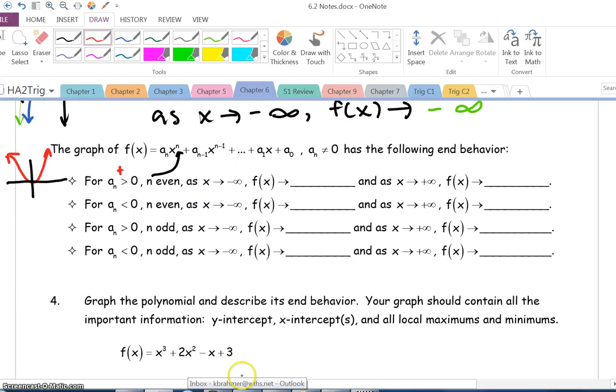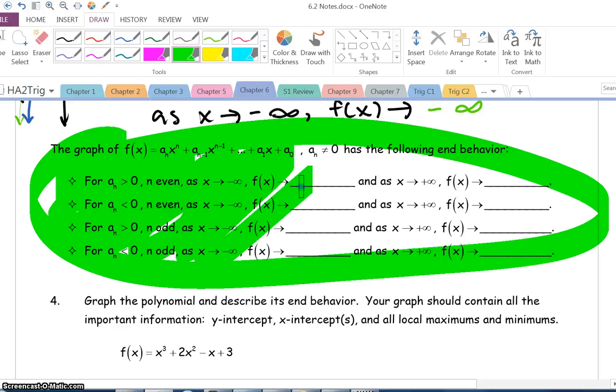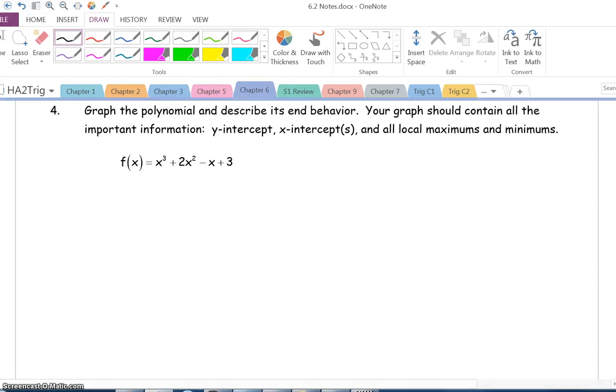Now, it turns out that this next part is a little hard to explain just over a video. So this middle part here, we're going to talk about on Monday. It's not something that you need to memorize, it's just going to be easier to talk about in person. So we're going to skip down to our final problem. We're going to graph the polynomial and describe its end behavior, and your graph should contain all of the important information: y-intercept, x-intercepts, and all local mins and maxes. Take a second and get this typed into your calculator, and then we'll be back in just a second.